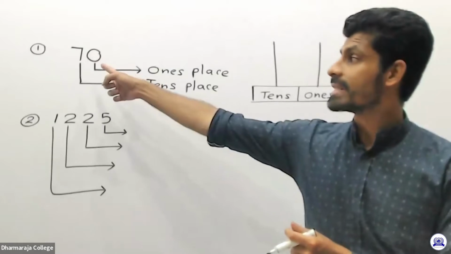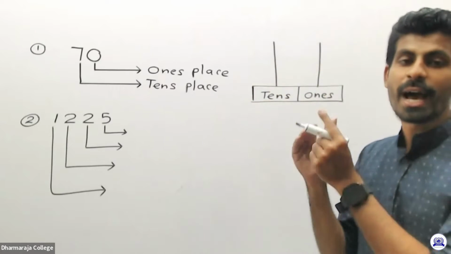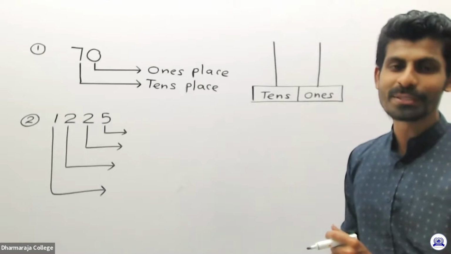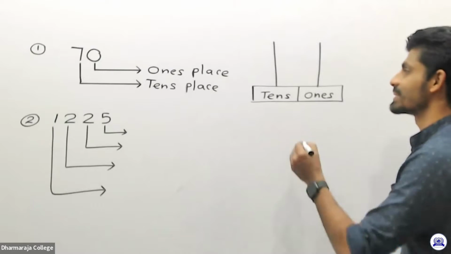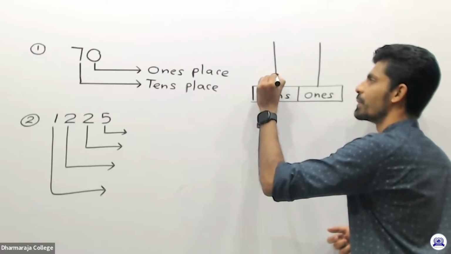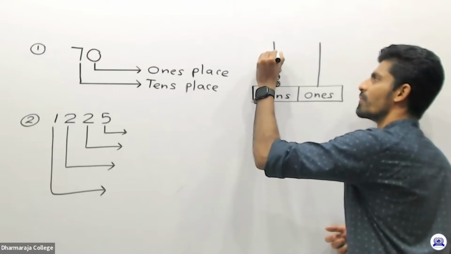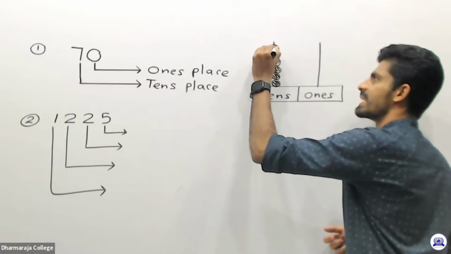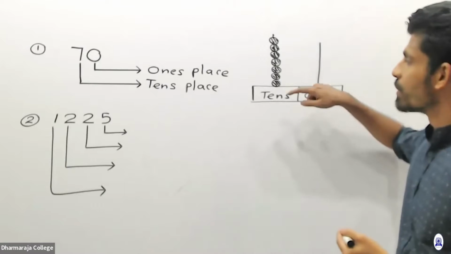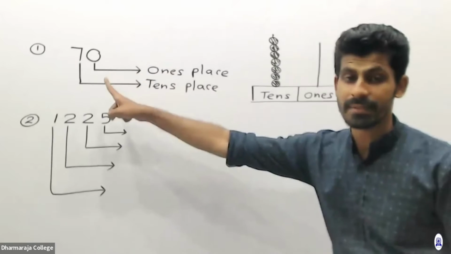Look at the second one, the tens place. How many dots should be there? 7 dots. So we can write down 1, 2, 3, 4, 5, 6, 7. 7 dots should be there.